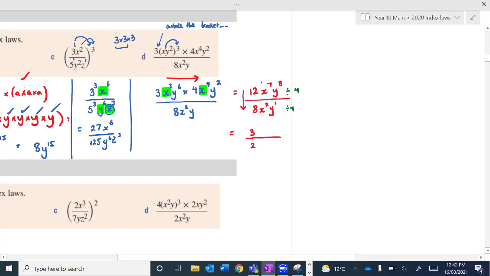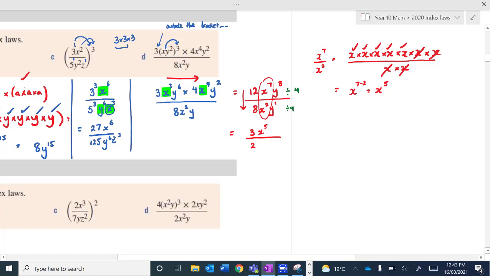Now, what are we going to have for this? If I was to do this separately, I'm going to have x to the 7 over x squared. Yes, you could write it out like this. And if you do that, then look, we've got 1, 2, 1, 2. We've got how many x's left? 1, 2, 3, 4, 5. You shouldn't have to do it that way, should you? Use your law. 7 take 2 is 5. Okay, so that's x to the power of 5.